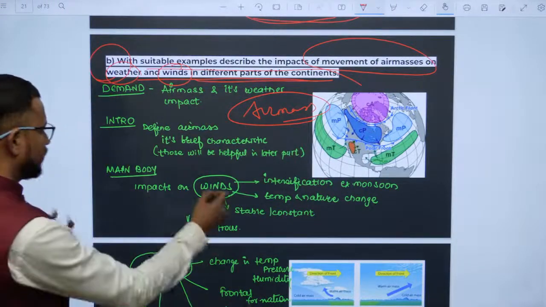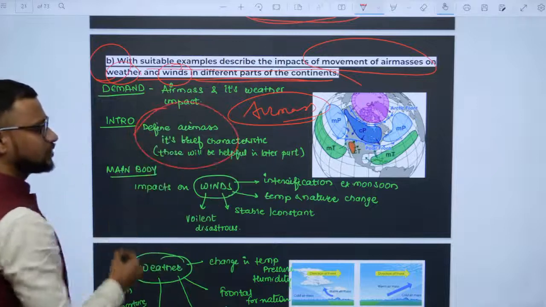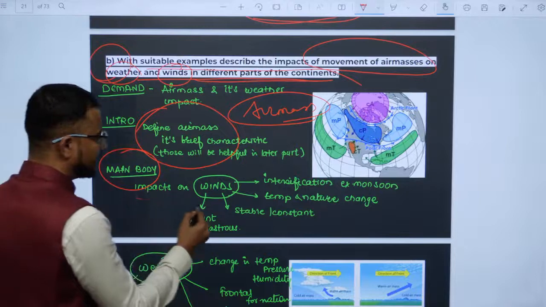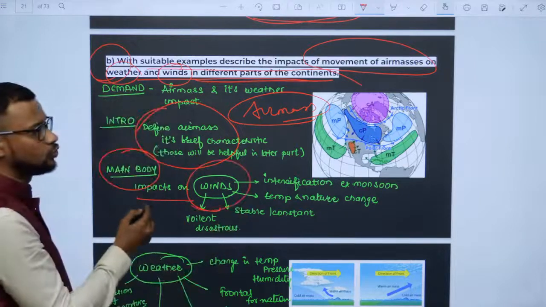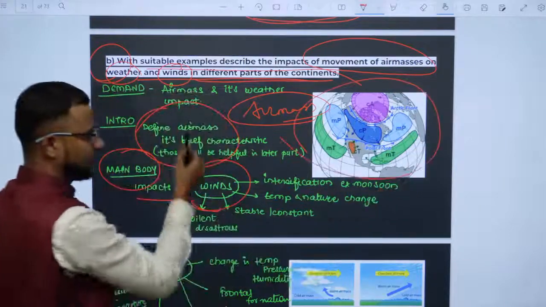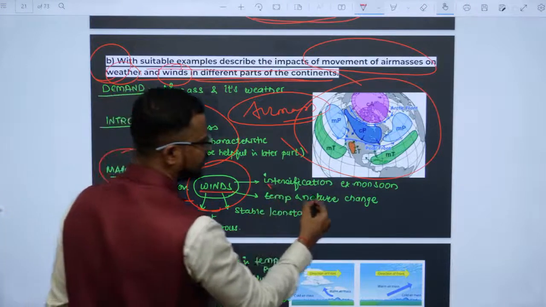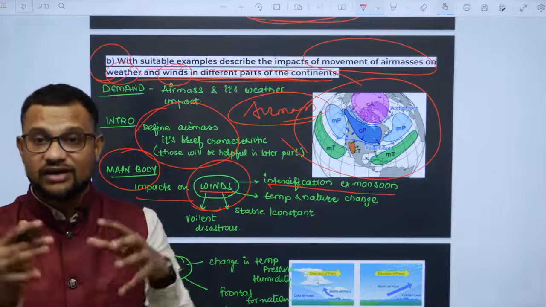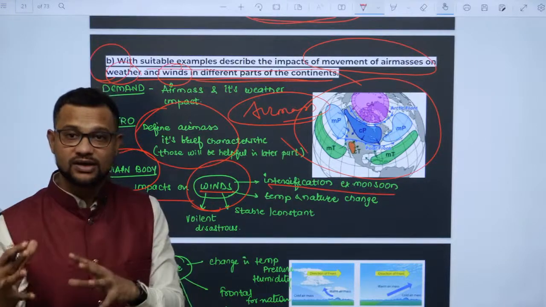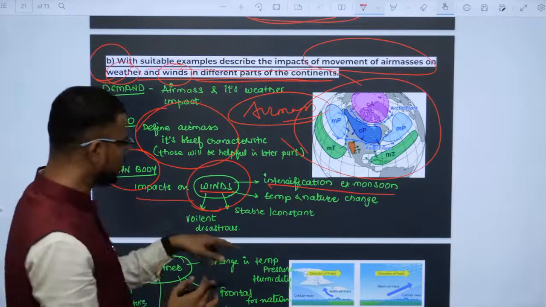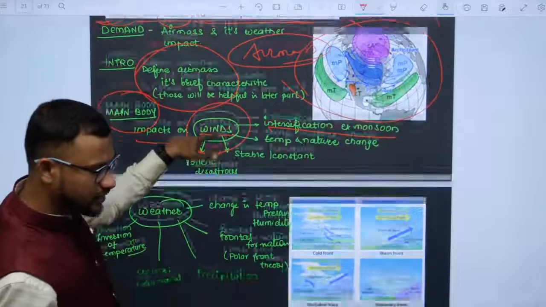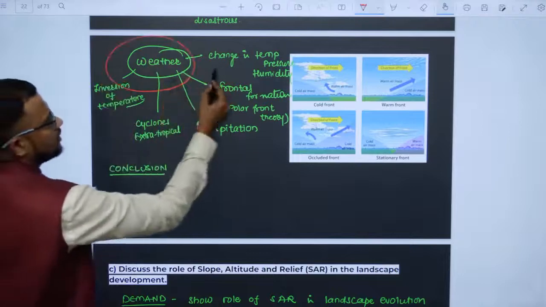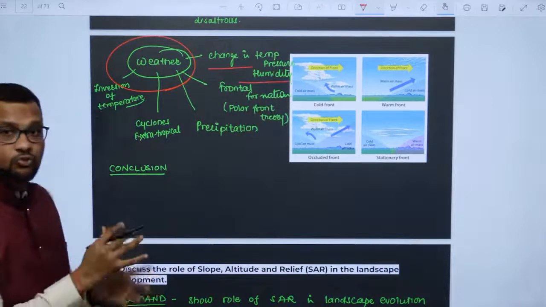So define the air mass at first. Then in the main body write about how it moves with some examples, right? Examples and impacts, right? It leads to intensification of winds, monsoon, precipitation, disasters also, changes in weather, changes in climate, right? So that is the impact on wind. Yes, anyone with the definition of air mass. And impact on weather, yes, temperature, pressure, humidity, you will find changes.